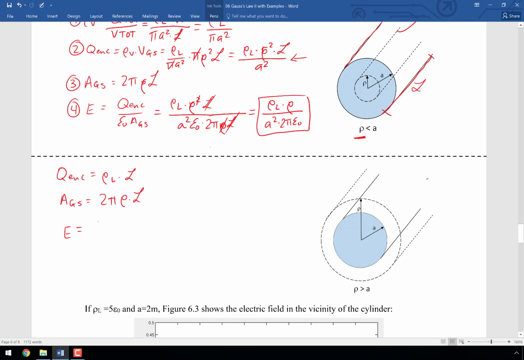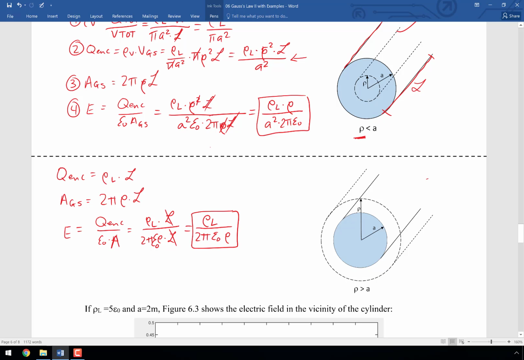then is going to be Q enclosed divided by epsilon 0 times the area, which is going to be rho sub L times L divided by 2 pi rho times L. The L's cancel, and I'm left with rho sub L divided by 2, oh, I forgot the epsilon 0. So 2 pi epsilon 0 rho. Rho sub L over 2 pi epsilon 0 rho. Excellent.